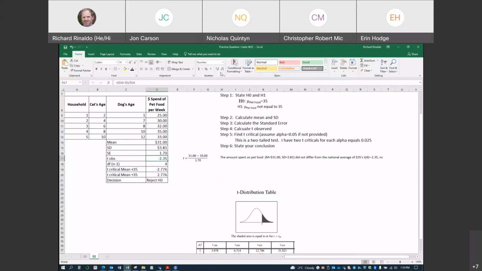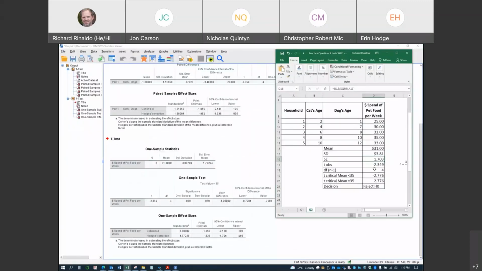Now, when I look at my significance, I have to go to the two-tailed significance. So my two-tailed significance is 0.079. I fail to reject the null hypothesis. Now, what does SPSS do? SPSS figures out the p-value for my given t observed. So for the negative 2.349, the p-value is 0.039. But because it's two-tailed, that's the p-value for a one-sided test, just for that one half. It doubles that value. So it's 0.039 times 2.